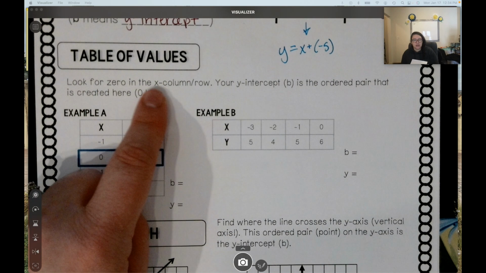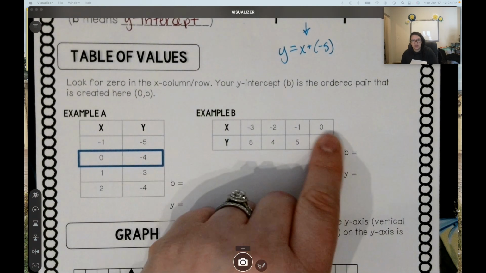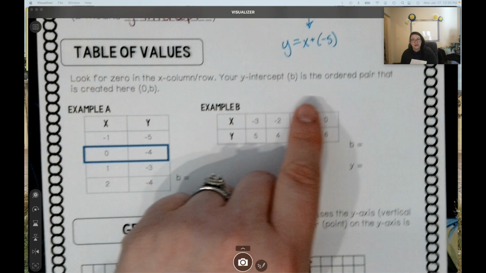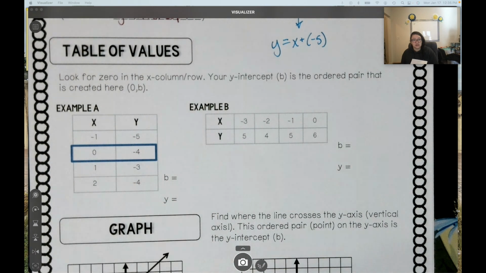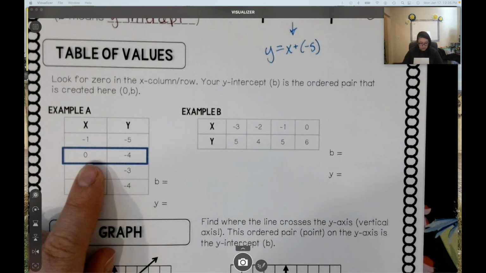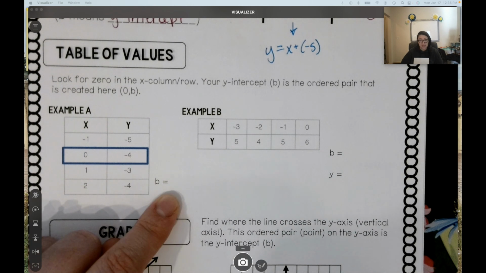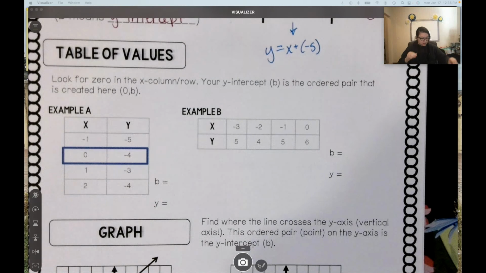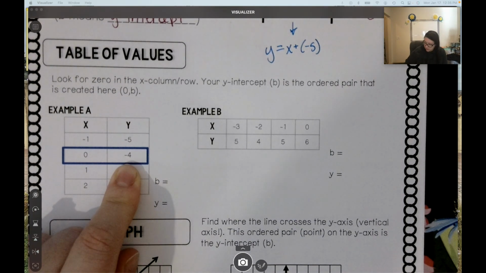It says look for 0 in the x column or row. So here's my 0 for x. Your y-intercept, your b, is the ordered pair that is created using those 2 points. So in this example, 0, negative 4, my b, that point where my graph crosses the y-axis, that one tiny point here, my b would be negative 4.